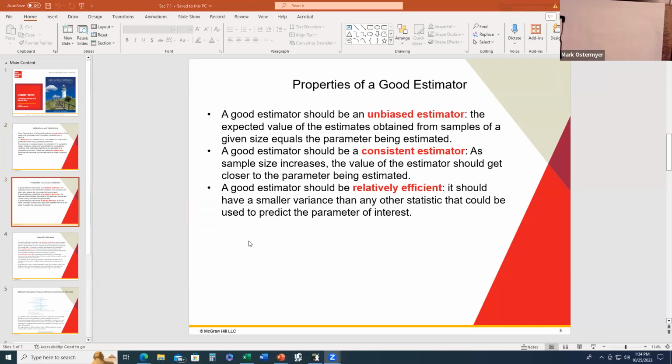Okay. A good estimator for an unknown population parameter needs to be an unbiased estimator. And it needs to be a consistent estimator and also relatively efficient. Relatively efficient is saying that it has the smaller variance than any other statistic that we could possibly compute from a sample to try to guesstimate what the unknown population parameter value is.